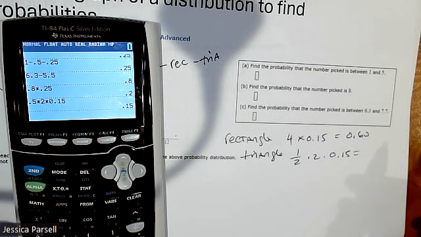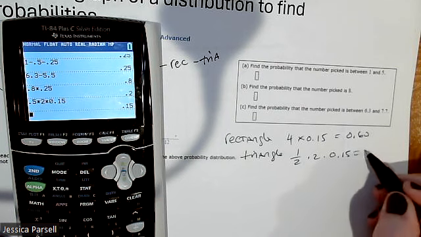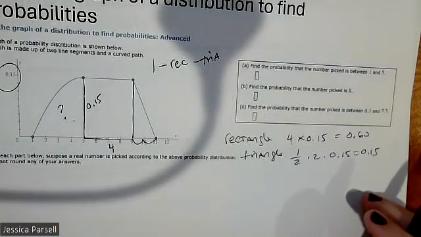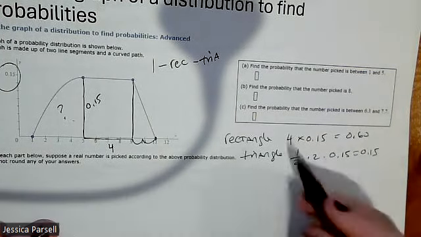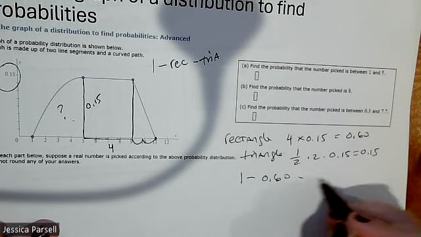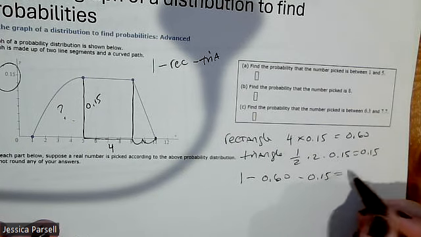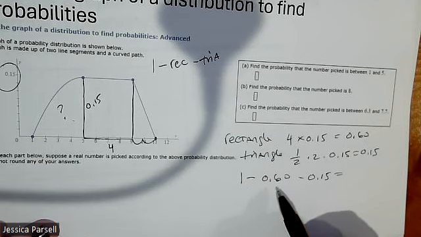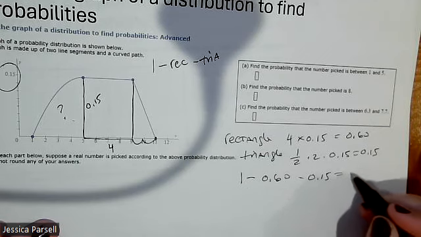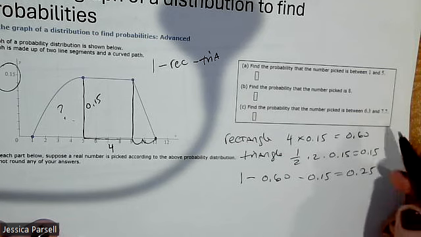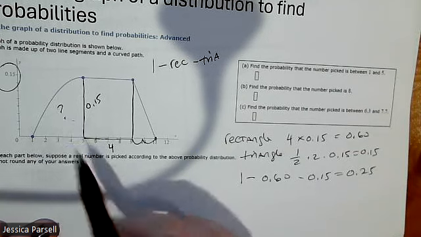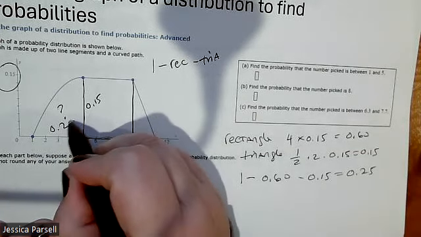Okay. So that's going to be 0.15. Rectangle, triangle. So to find this missing chunk here, we're going to do 1 minus the area of the rectangle minus the area of the triangle. So think about it as an acre minus 0.60 of an acre minus 0.15 of an acre, and that's going to leave you 0.25, which is the probability that you pick a number between 1 and 5 right here. So this is 0.25.